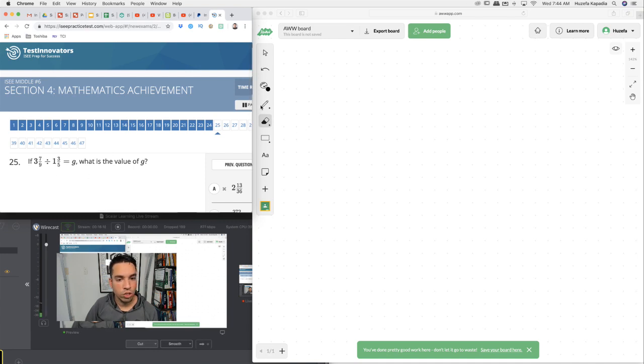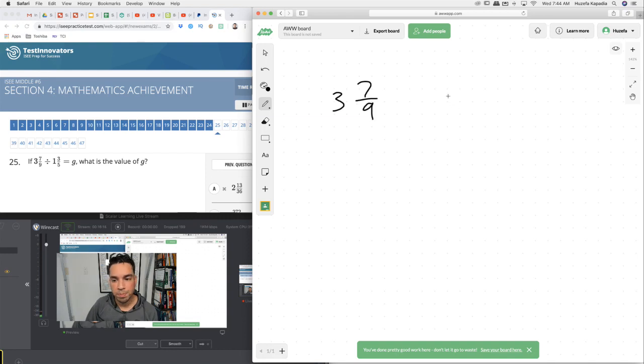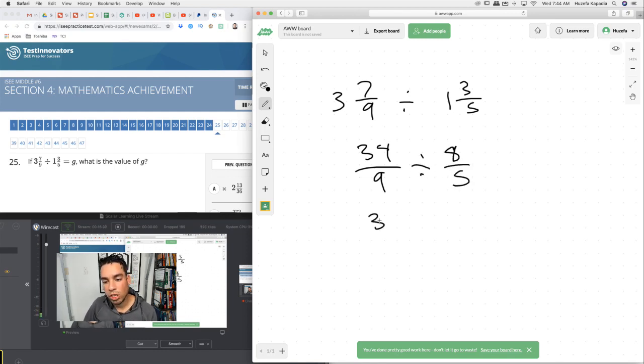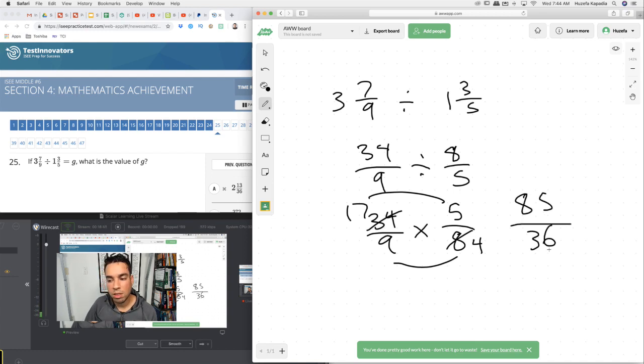Okay, so what is the value of G? We just have to divide these mixed numbers. First, anytime it's multiplication or division, turn it into an improper fraction. So 3 times 9 is 27, plus 7 is 34 over 9. And this is 1 times 5 is 5, plus 3 is 8/5. Now we do keep, change, flip. Flip it to multiplication. Let's divide these 2 by 2. We get 4 and 17. Now let's multiply across, and I get 85 on top, 36 on the bottom.